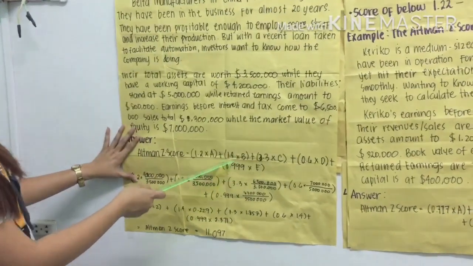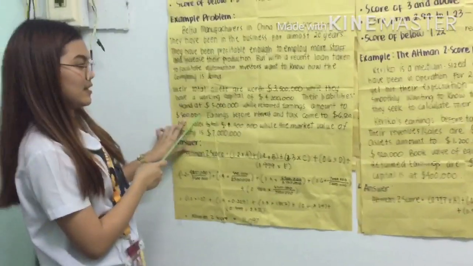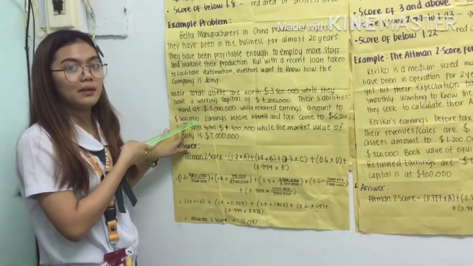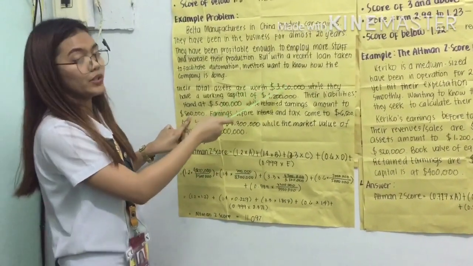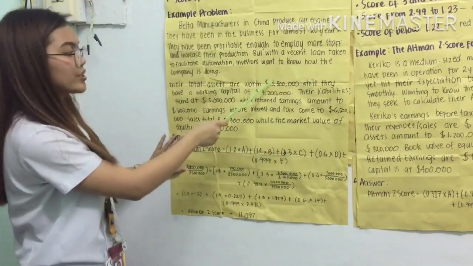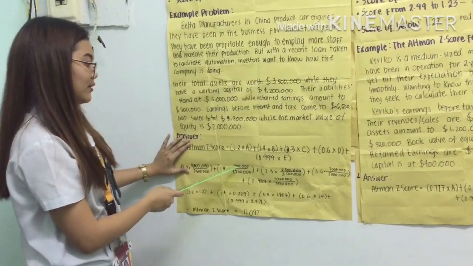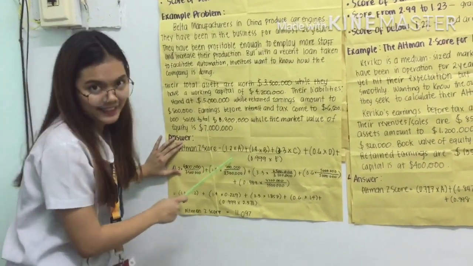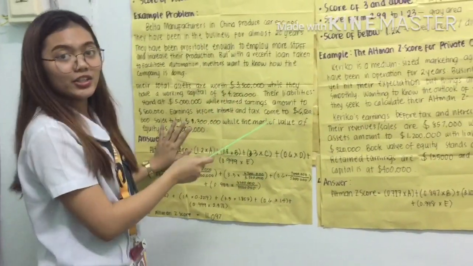So letter B is retained earnings over total assets. So the retained earnings is 800,000 over the total assets, which is 3,500,000. So the quotient of this will be multiplied by 1.4, so that the answer will be letter B for a while. Next is for letter C.